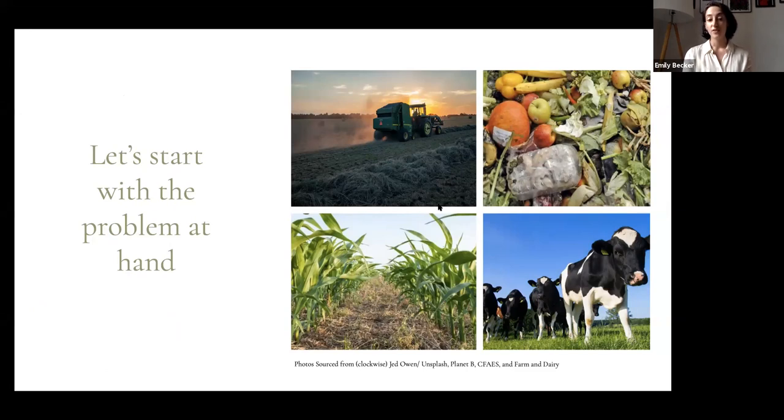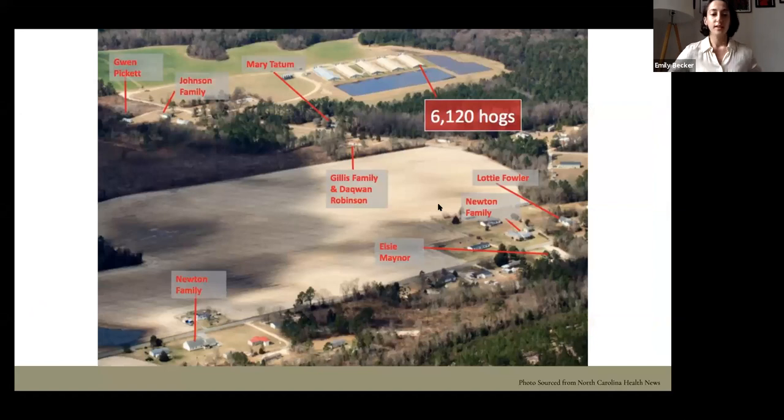We'll go into greater depth on these practices in a moment, but first let's look at an example of one of these problems out in the world. This is a map of a community in Sampson County, North Carolina. In the top right-hand corner, you'll see a Smithfield hog farm, an industrial hog farming operation. The surrounding area has 8 households, all longtime residents, Black and mostly low income.